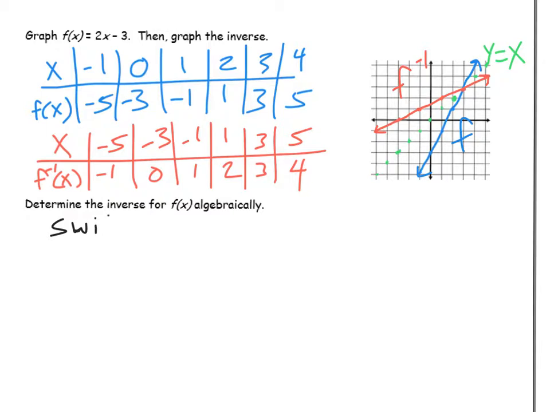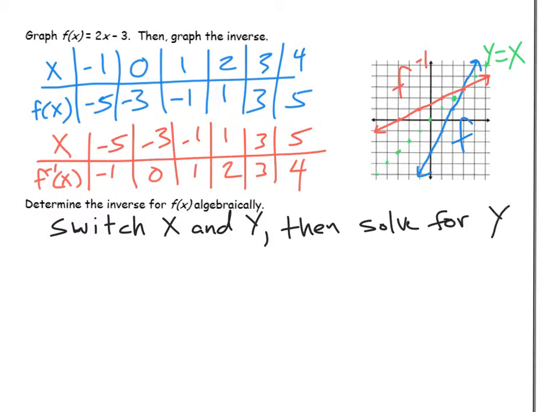And this would be more broad than just linear. I would switch x and y, and then solve for y. So I'm going off of this right here, the original for f, right? x equals 2y minus 3. Notice it still fits that same theme of x and y switching, okay? Now that by itself is not the inverse function, right? That's the original function f with x and y switched. That's not what we're looking for.